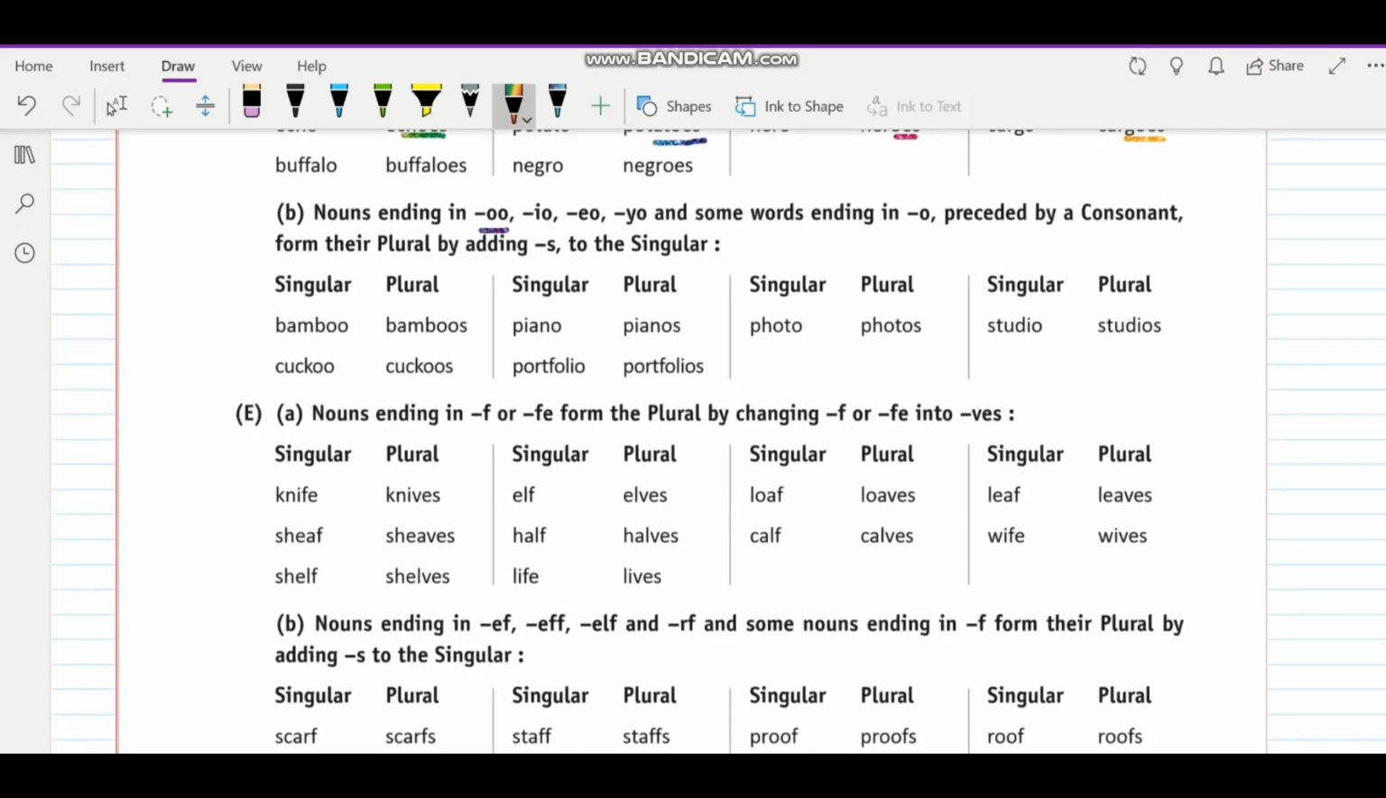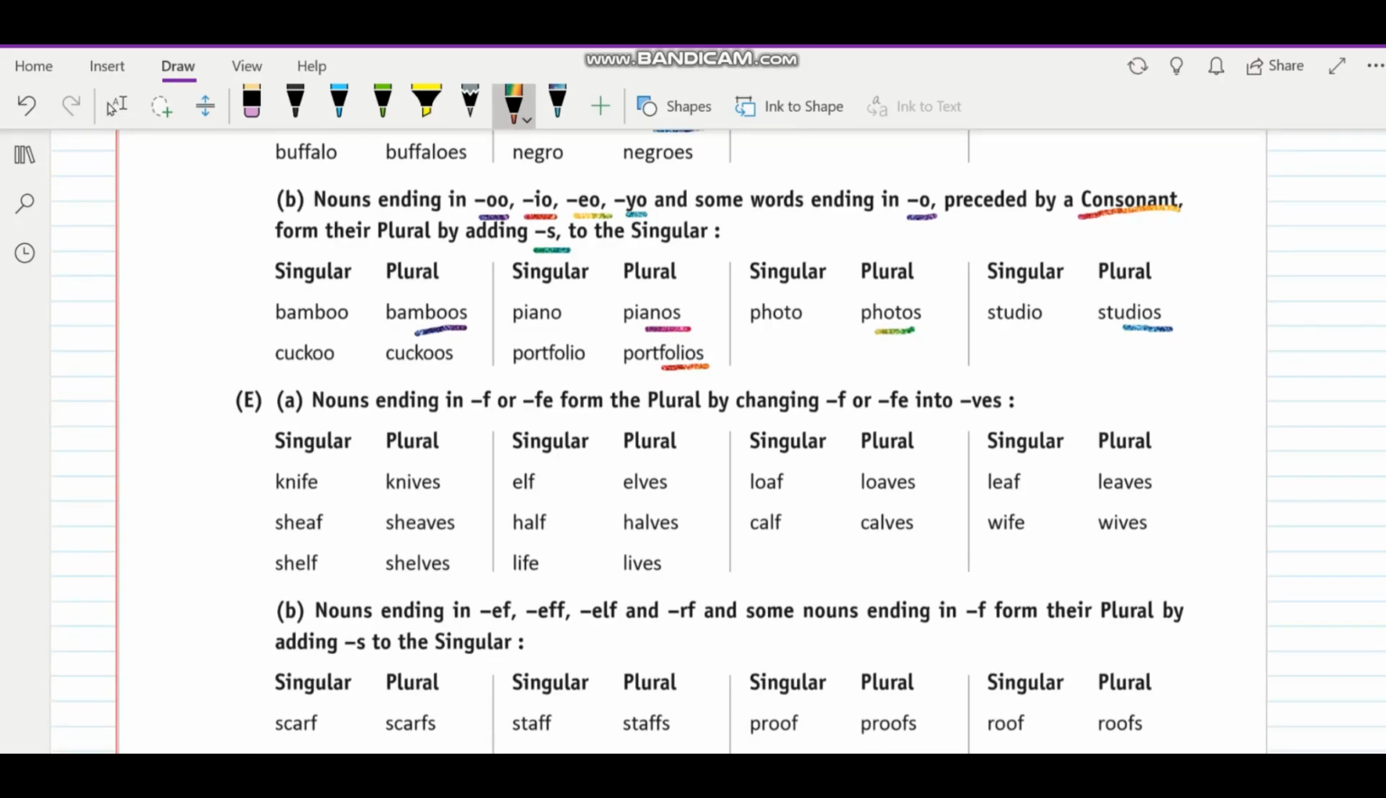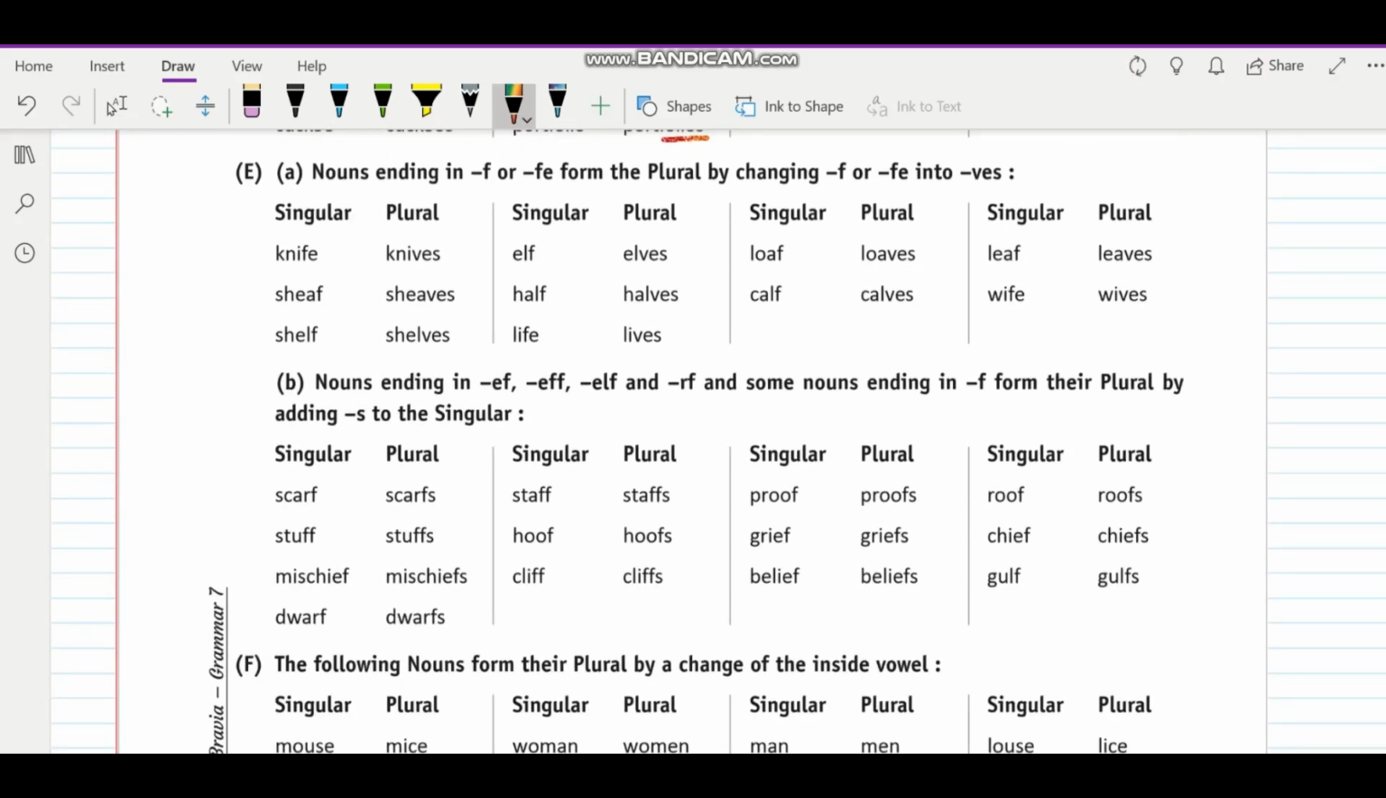Nouns ending in double O, IO, EO, YO, and some words ending in O, exceptional cases, and are preceded by a consonant, they'll form their plural by simply adding S to it. Like bamboos, portfolios, photos, studios, pianos, etc. The nouns which end in F or FE, they'll form the plural by changing these to VES, like knives, shelves, lives, loaves, wives, and so on.